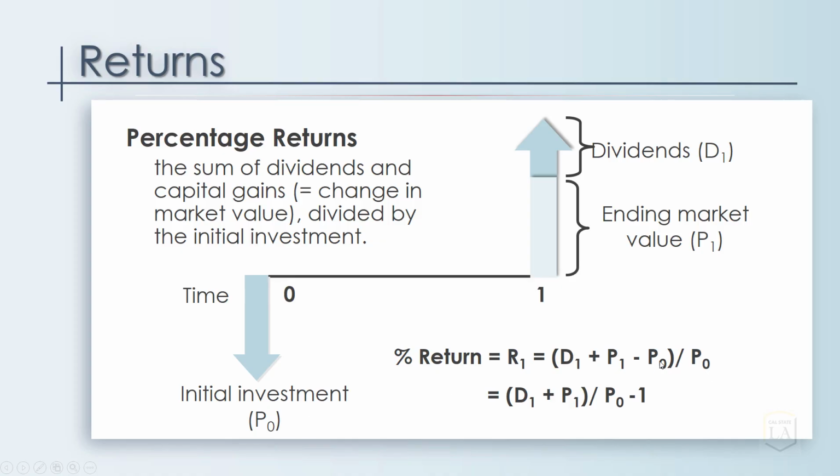And then here you see something very interesting, which is P sub 0 being repeated, right? So what you can do is you can cancel these 2 and have 1. So in other words, you can have D sub 1 plus P sub 1 divided by P sub 0 and then subtract 1 in the end. And that will be equivalent to the percentage return that you are looking for.